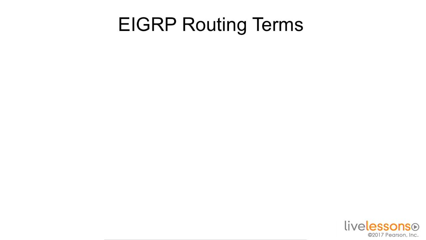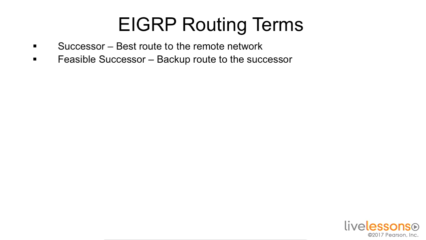Here are a few specific EIGRP routing terms that you need to know. First of all, successor. The successor route is the best route to the remote network. The second is a feasible successor, which is the backup route to the successor.